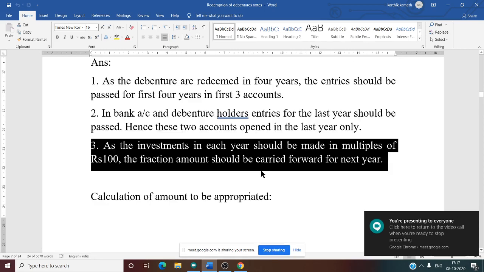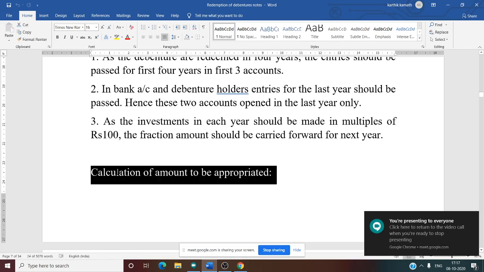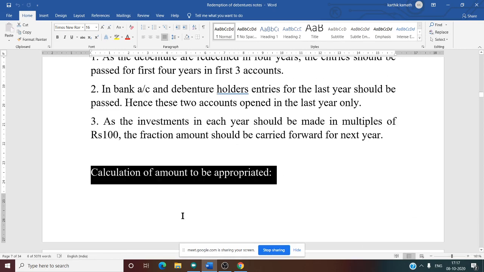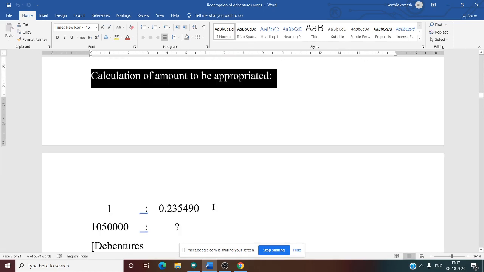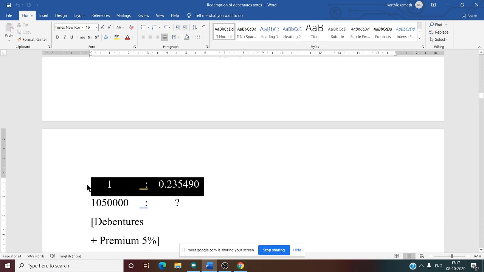Next, the answer part: calculation of an amount to be appropriated. The first step in solving the problem is the calculation of the amount to be appropriated. So how do we calculate the amount? See the problem, it is given that for 1 rupee, 0.235490 is to be set aside. For 10 lakh 50, how much?